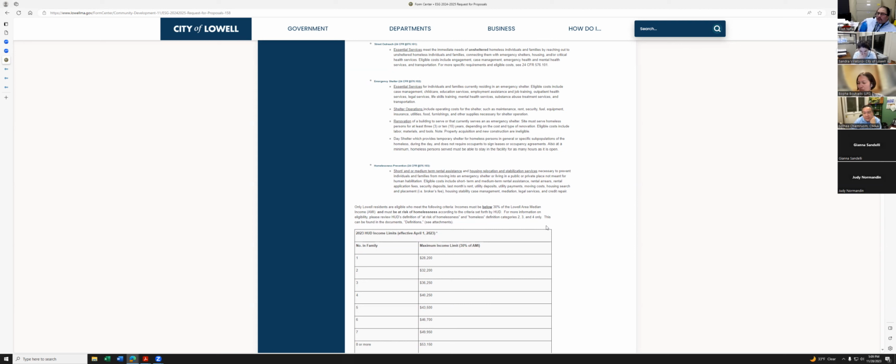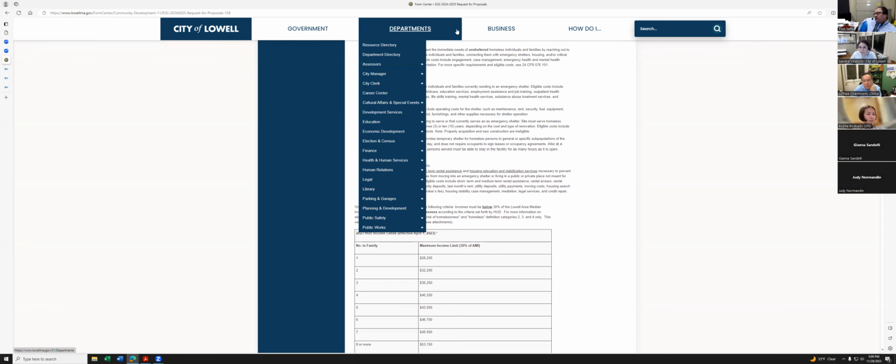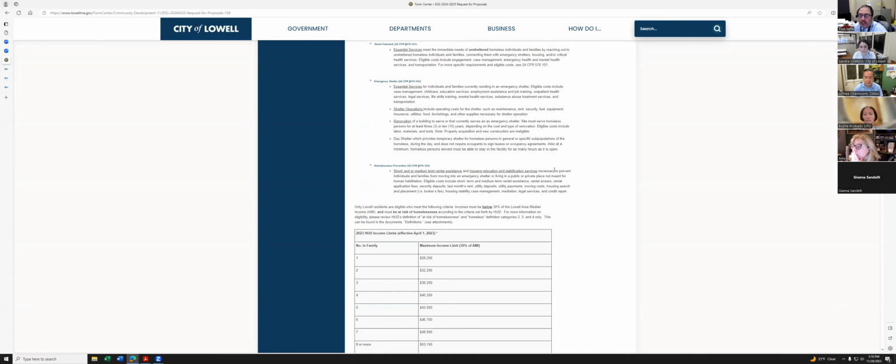The units don't have to be in Lowell. They could be anywhere within the Balance of State Continuum of Care, which has about 75 communities or so, going all the way from Newburyport to, I believe, Brockton or thereabouts. So it is a wide range of communities that people can go to.